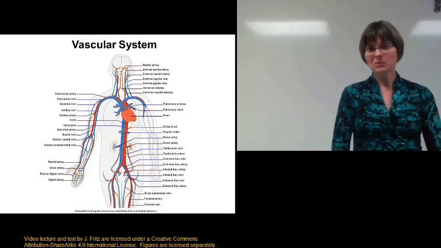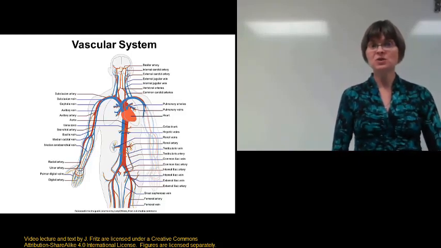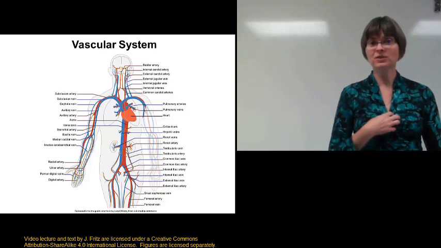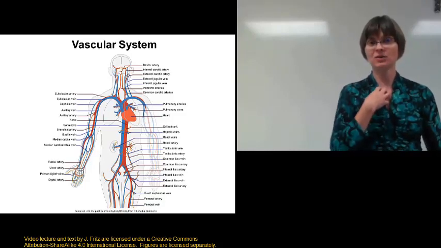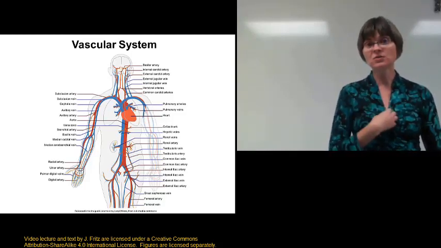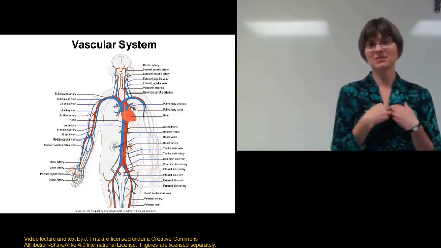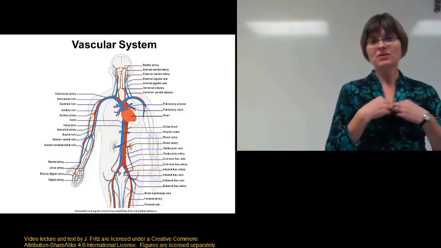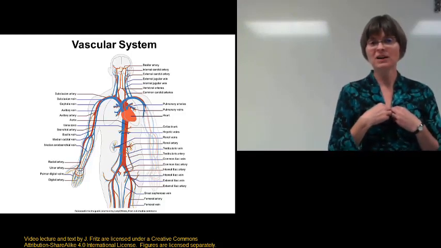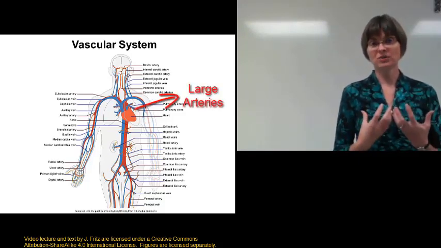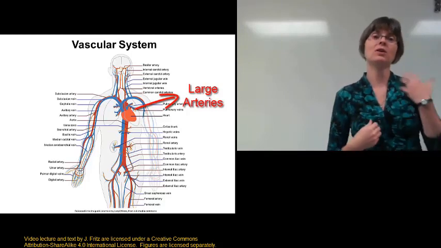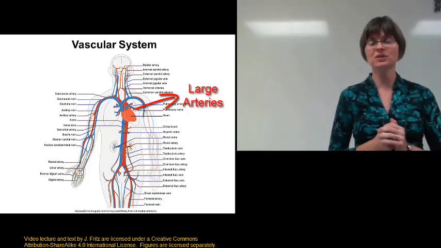Now, what we're going to talk about when we're talking about blood vessels applies to the pulmonary circulation going from the heart up to the lungs and back to the heart, and it also applies to systemic circulation going from the heart out to the rest of the body and back to the heart again. When we start from the heart, the blood goes from the heart into the large arteries, like the pulmonary trunk if we're talking about the lungs, or the aorta if we're talking about systemic circulation.